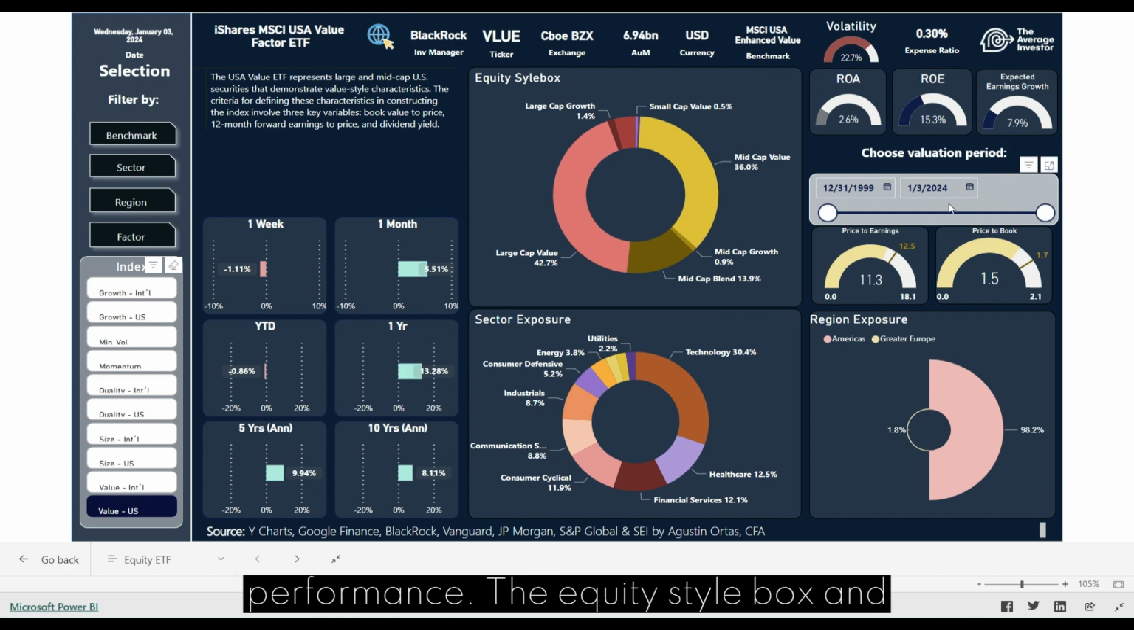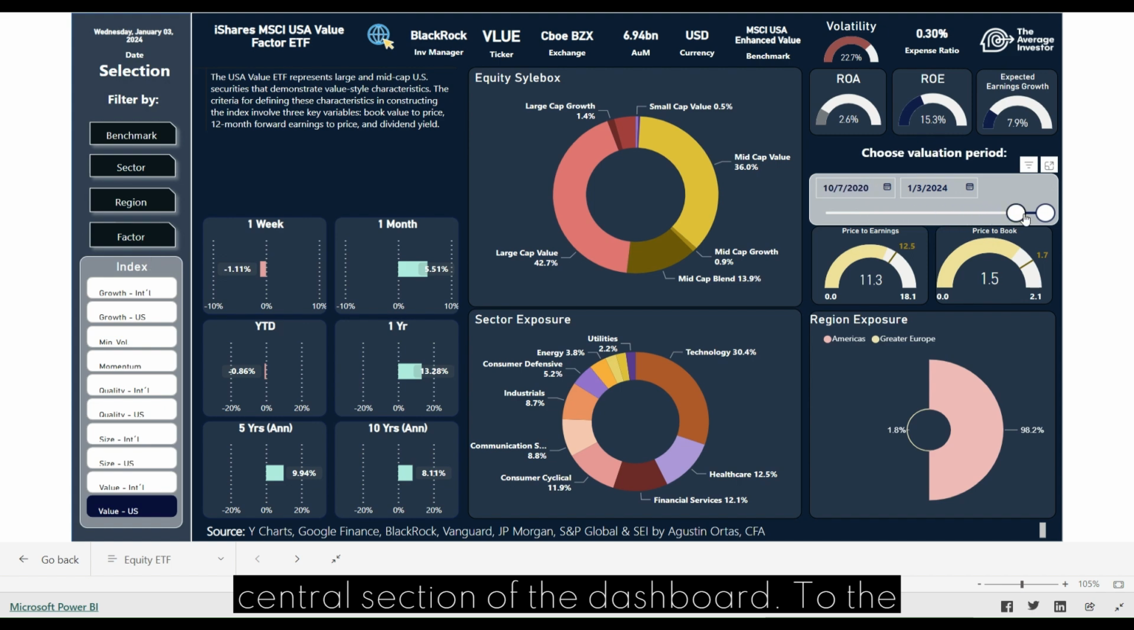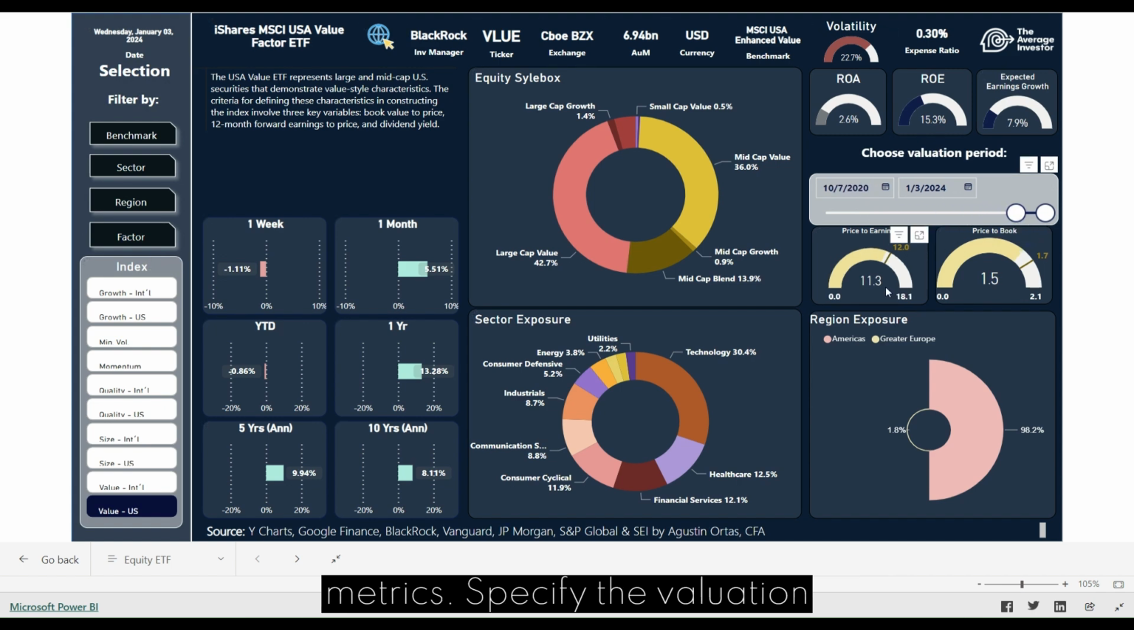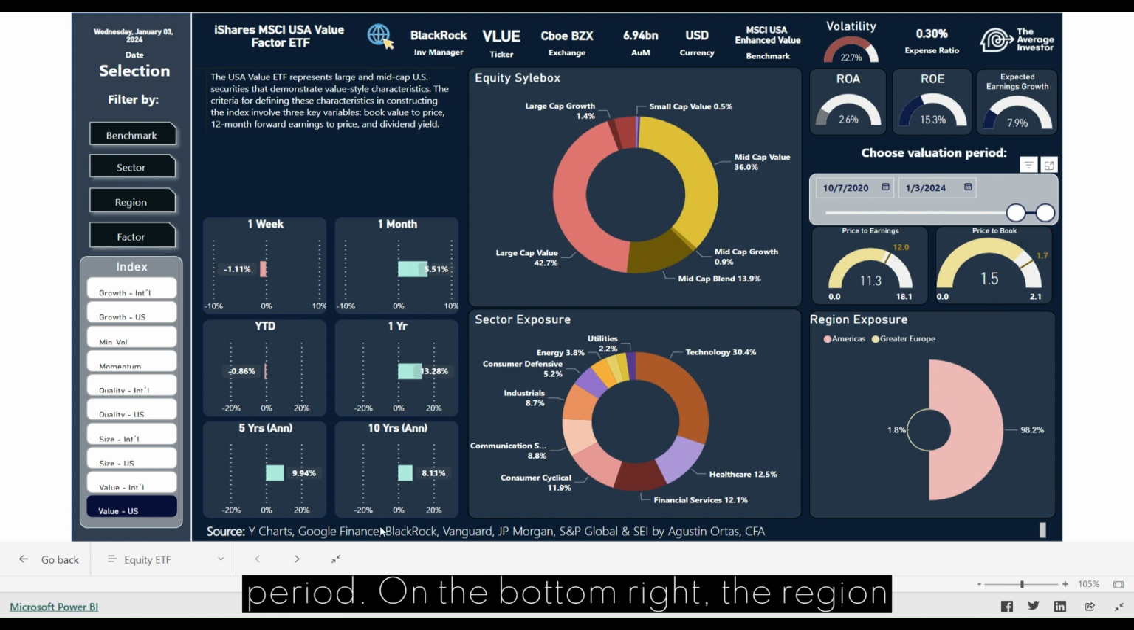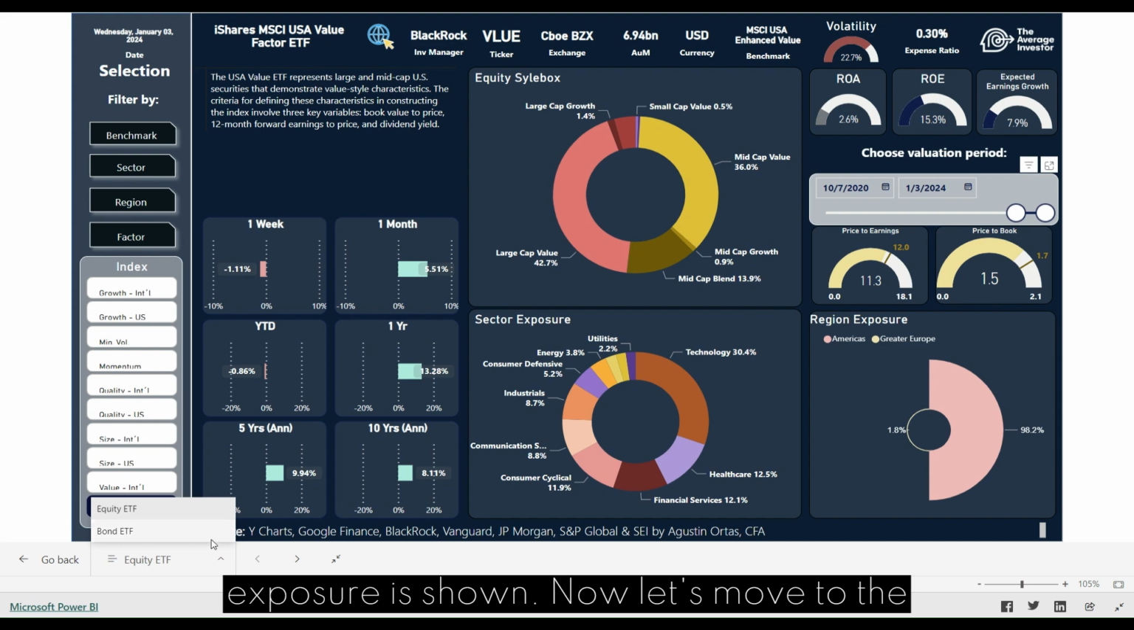The equity style box and sector exposure are featured in the central section of the dashboard. To the right, you will find a range of valuation metrics. Specify the valuation period. On the bottom right, the region exposure is shown. Now let's move to the bond ETF dashboard.